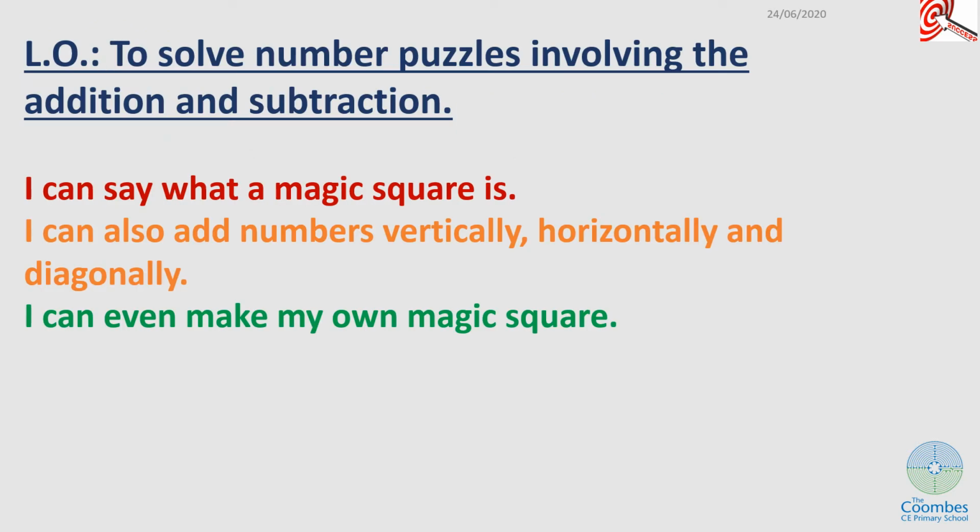There are three success criteria that will help you to achieve today's objective. First, that you remember and can say what a magic square is. Second, that you can also add numbers vertically, horizontally, and diagonally. And third, that you can even make your own magic square.